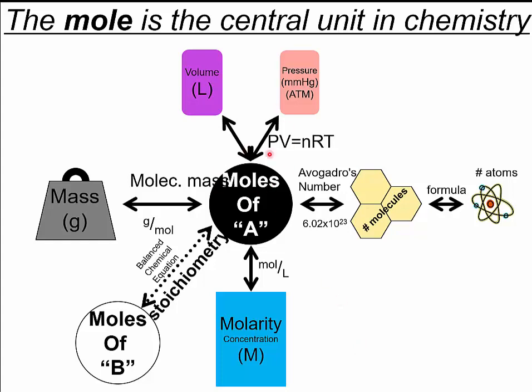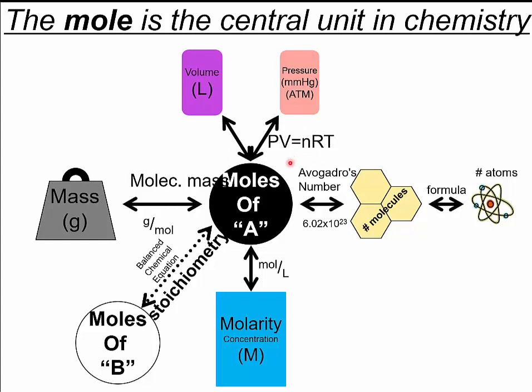So if we start off with moles of A, and we multiply by Avogadro's number, we can figure out the number of molecules we've got. If we know the molecular formula, we can figure out the number of atoms we've got of each kind. If we've got moles, we can figure out the mass using our molecular mass. If we've got a number of moles and we've got a concentration and molarity, moles per liter, we can go back and forth between a volume and a concentration to moles and vice versa.